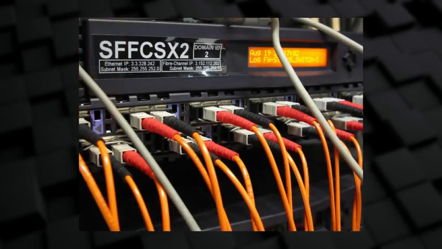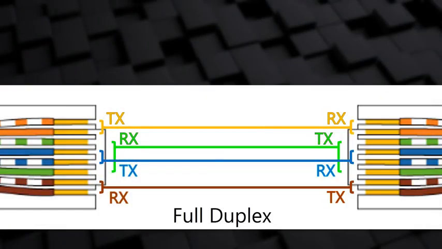Fiber is often used between networking devices, like routers and switches. It may also be used in servers. I've never seen workstations use fiber, but I guess anything's possible. I'm going to take a quick detour and talk about something called duplex.